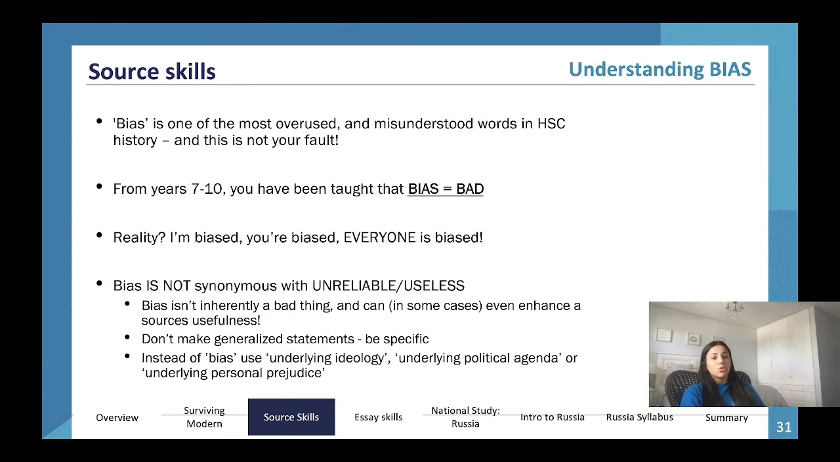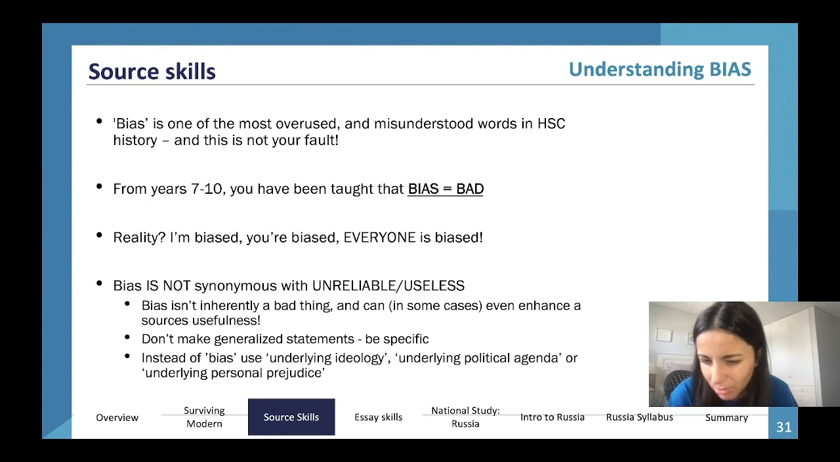Bias is one of the most overused and misunderstood words in HSC history, and it's not your fault, because from Year 7 to 10 and even onwards, you're taught that bias is bad. But I'm biased, you're biased, we're all biased, whether we want to admit it or not, and a lot of us are implicitly and explicitly biased, and you don't even realize. But bias isn't synonymous with unreliability or uselessness. Bias isn't inherently a bad thing, and in some cases it even makes the source more useful. So don't make generalized statements like, this source isn't effective because of its bias against this.